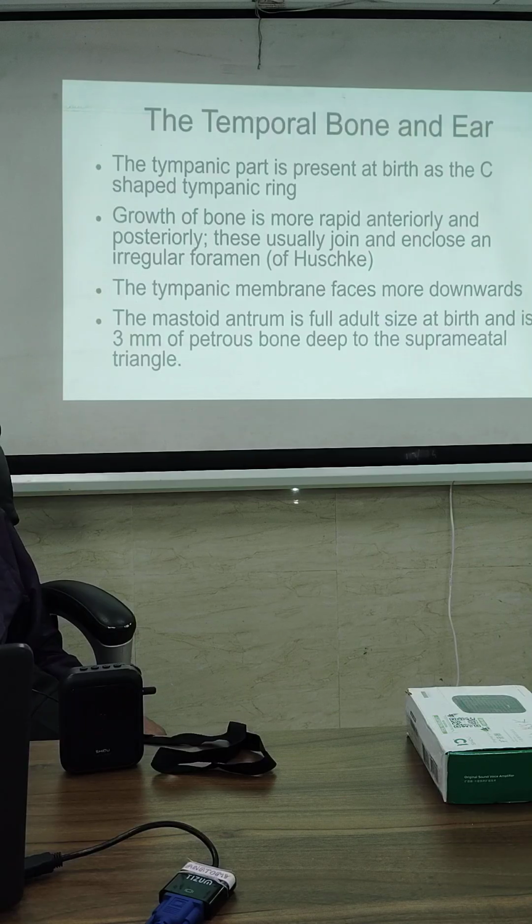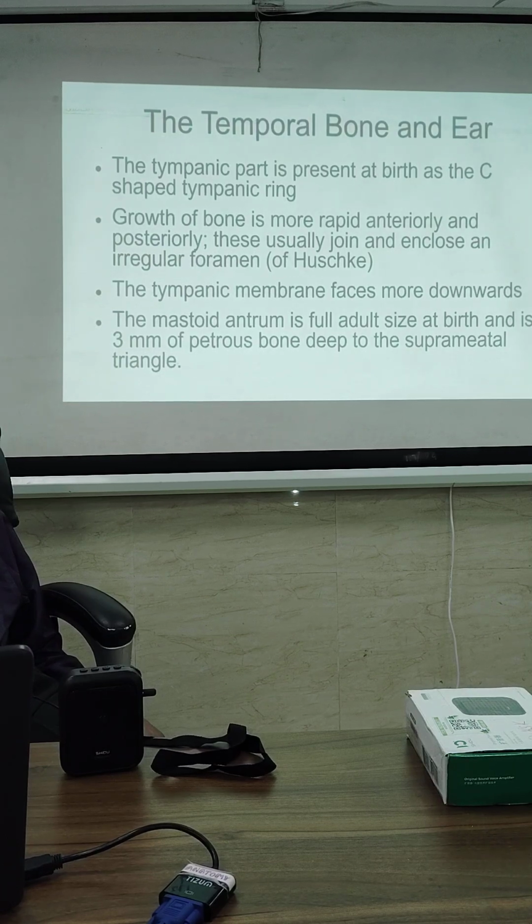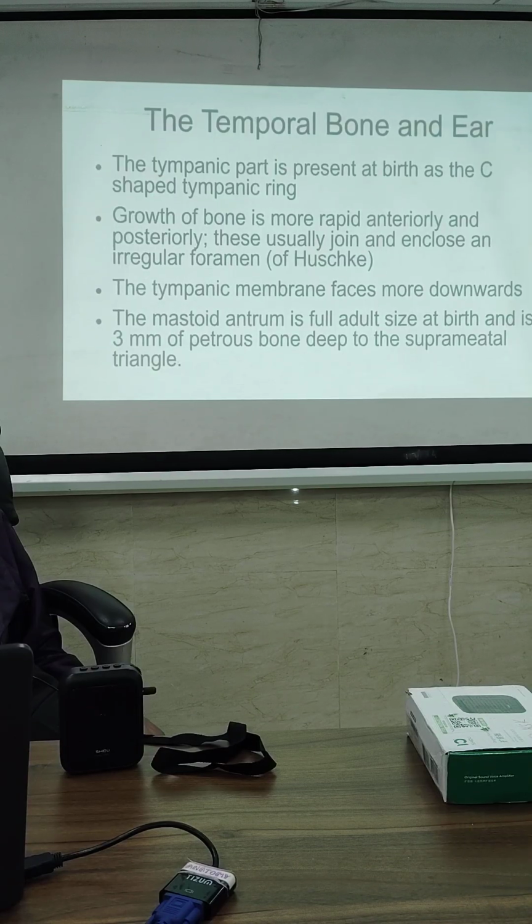The mastoid process is not developed, but the mastoid antrum is at its adult size at birth. It's at a depth of 3 millimeters from the meatal bone in the suprameatal triangle, the McEwen's triangle. Every year it grows by 1 millimeter, so by the age of 12 it has reached its full adult depth of 15 millimeters. Every ENT surgeon knows that if you drill a hole in McEwen's triangle to 15 millimeters, you will reach the mastoid antrum. Mastoid cells grow at a later date.